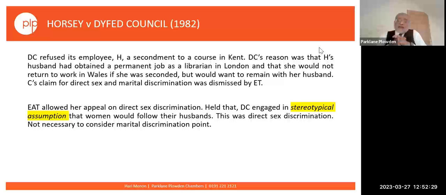An interesting feature in this case, which is mentioned in the report, but for some reason wasn't plugged by the council, was that the permanent librarian job that Mr. Horsey managed to obtain in London was in the House of Commons Library. So he got a plum job, and it was a reasonable assumption that he was not going to give it up anytime soon. So that point appears to have evaded everyone, and it might have evaded the tribunals because the employer didn't seek to make all that much of it.